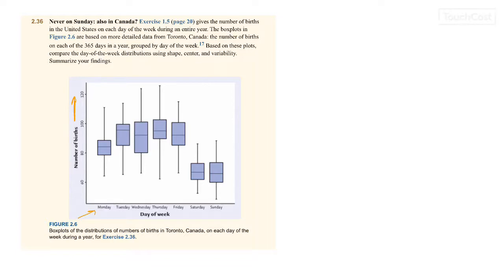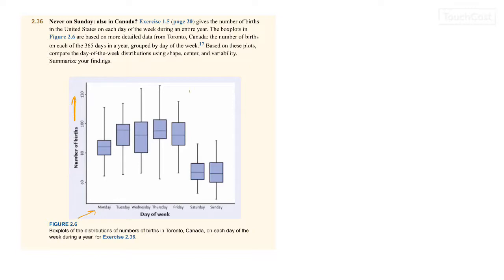So this exercise is really meant for you to be able to look at one of these and understand exactly what it's saying. They're asking you to talk a little bit about what the findings are. Based on these plots, compare the day of the week distributions using shape, center, and variability, and summarize your findings. So there's a few things to note here. We want to talk about the shape, center, and variability, or spread, as some people call it, of these findings.